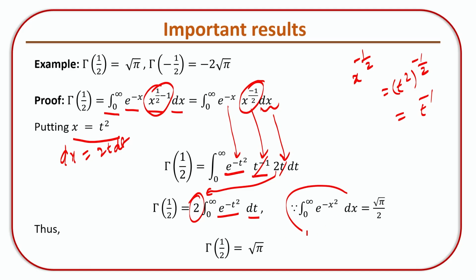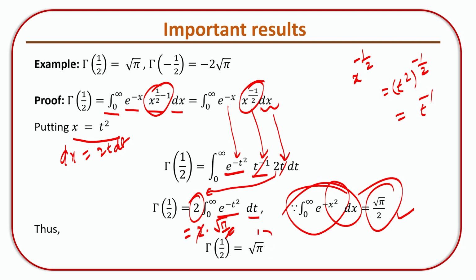And I hope you have remembered that the integral from 0 to infinity of e^(-x²) dx is nothing but root pi by 2. Using this, this will become twice into root pi by 2. So the 2s cancel out, and this will become root pi. So that's the easy way to evaluate gamma half equal to root pi.